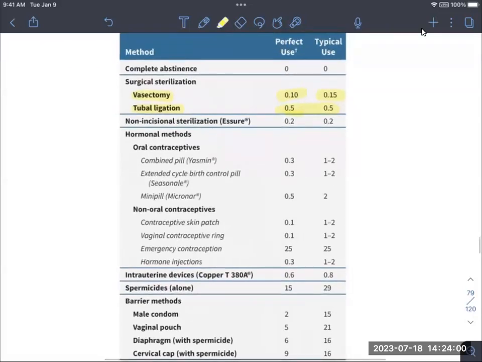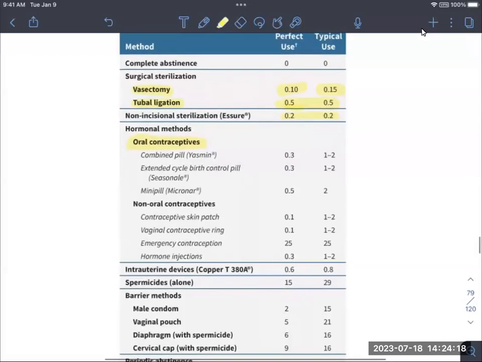Sterilization still has a very low rate. Oral contraceptives advertise they're about 99% effective, but there's still that 1% chance that they're not going to work right. There's lots of different kinds. There's skin patches, there's vaginal rings.